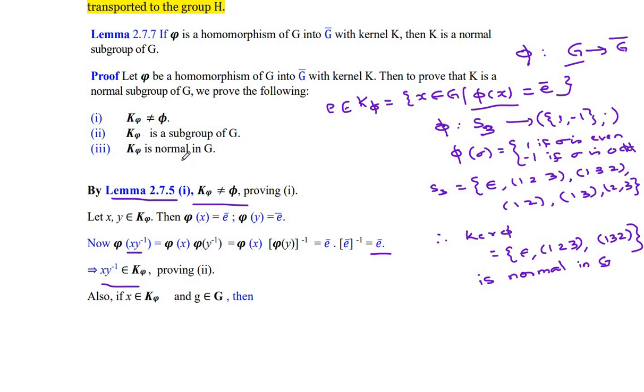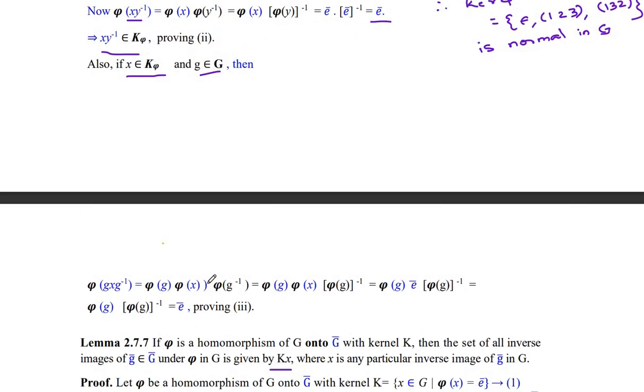Next, we have to show that this is normal in G. Because we have to show that it is normal in G, from G I have to consider an element, say g in G, and this has to be shown to be normal in G. So for that we consider an x in kernel phi. Now if we consider gxg inverse, that should be present in kernel phi. So that is our aim.